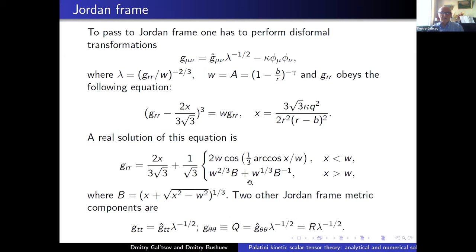And now we have to go to the Jordan frame and see what happens in our original theory.